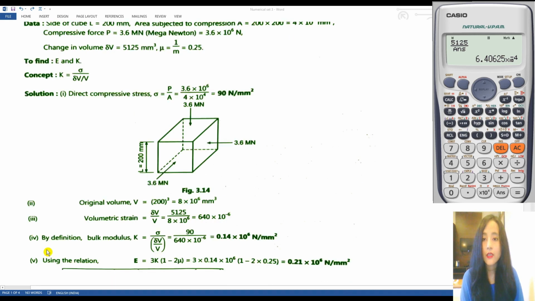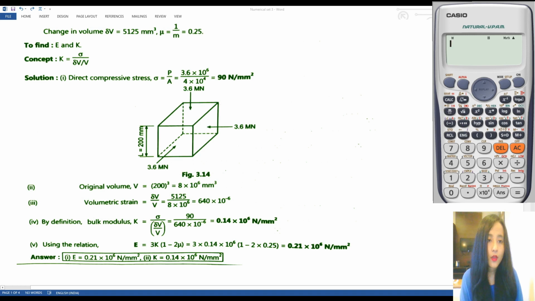Okay, so now since we have found direct stress as well as volumetric strain, we can find the bulk modulus K. The bulk modulus K will be equal to direct stress by the volumetric strain. So it is coming equal to 140 into 10 raised to power 3. Here, instead of taking 140, they have taken 0.14 into 10 raised to power 6. If you move the decimal three places in front, with the value given in the calculator, you will also get 0.14 into 10 raised to power 6. So you can either write 140.48 into 10 raised to power 3 or 0.14 into 10 raised to power 6 Newton per mm square.